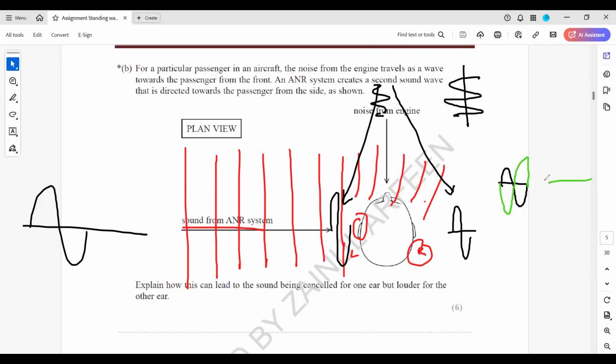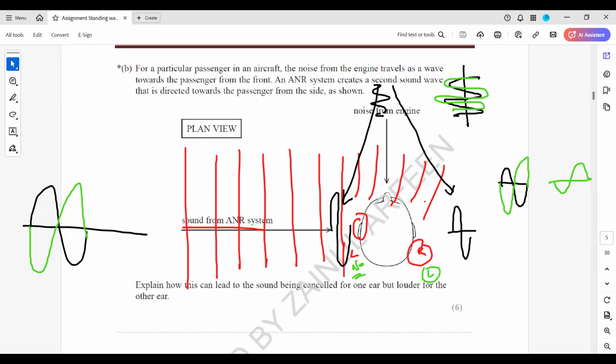In this case, the green one is from the engine and the black one is from the ANR system. So what will happen? A person will hear some sound on the right ear. But the one which is directly reaching combines with the noise from the engine. Say this is from the ANR and this is from the engine. They completely cancel out each other. That's why there will be no sound at this ear and there will be a loud sound on the right hand side ear.